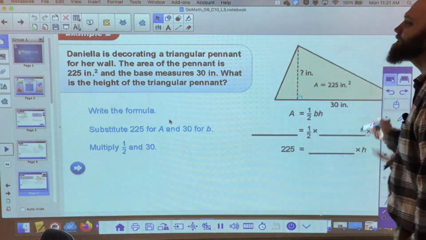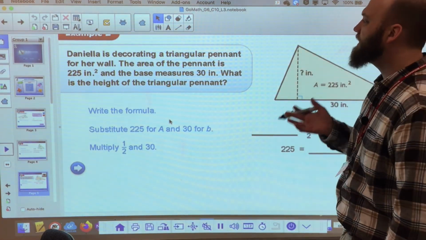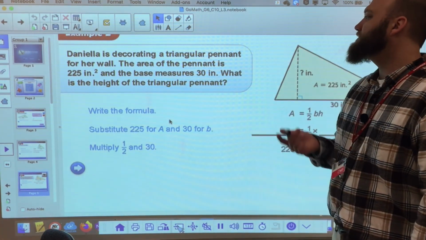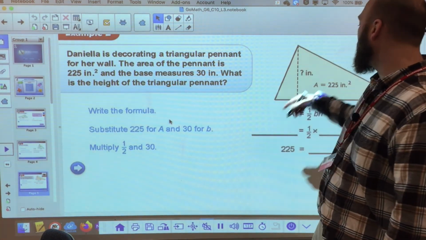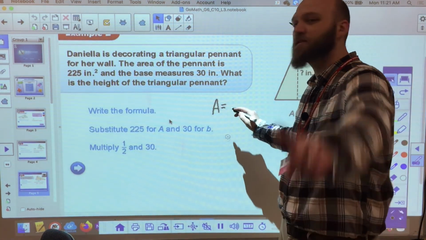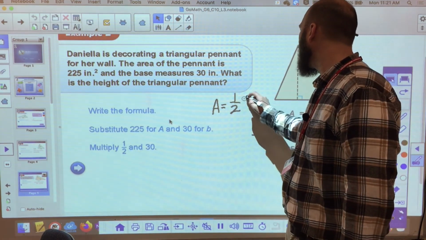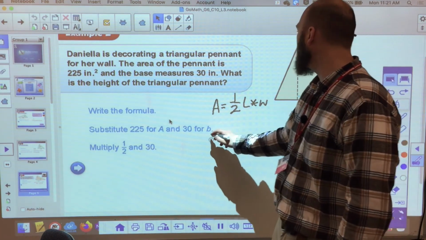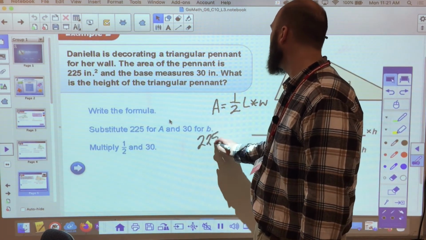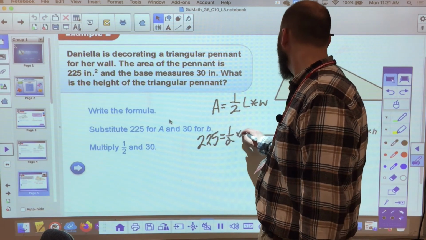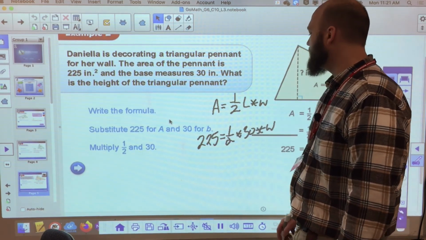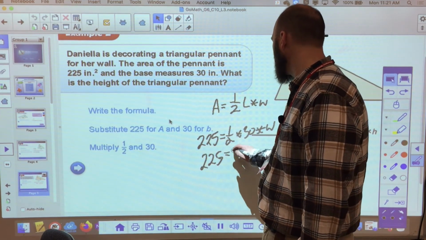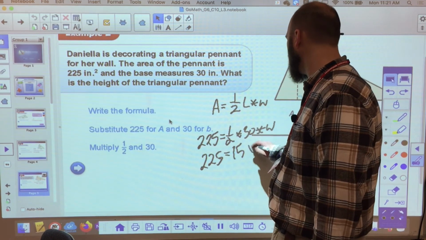Now, I have a pennant here, and Daniela is decorating her triangular pennant, and the area of the pennant is 225 inches squared. The base measures 30 inches. What is the height? So I take a look at what I know. Start with the formula. Area equals 1/2 times base times height, or I'm going to use length times width in this case. And I know that the area is 225 inches squared, and that's 1/2 times 30 times some number I don't know yet. So I get 225 equals 1/2 of 30 is 15 times some number.